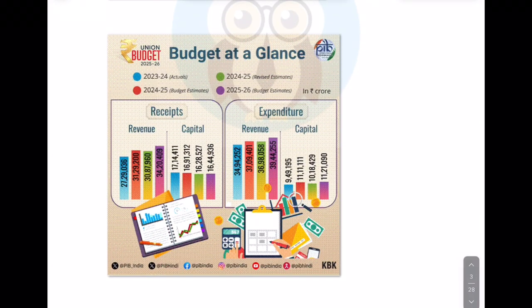Similarly, when we look at receipts and expenditure, in revenue, it is increasing. There was a decrement here, but again it increased. Similarly, in capital also, there was a decrement here, but again it increased. Similarly, revenue expenditure is increasing. There was a decrement, then an increment, and there is again an increment. So these are the capital expenditures.